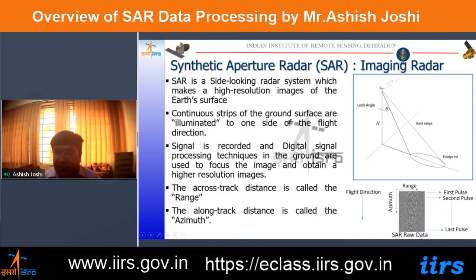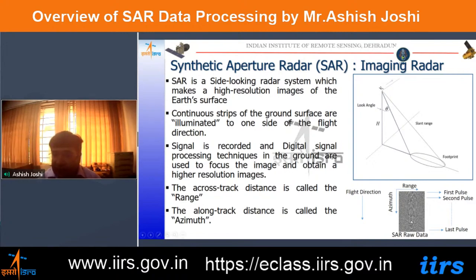This signal is recorded, and digital signal processing techniques on the ground are used to focus the image and obtain high resolution images. So the signal is recorded as raw data, and this data is processed in the ground data processing system. We use signal processing techniques to process the SAR raw data.